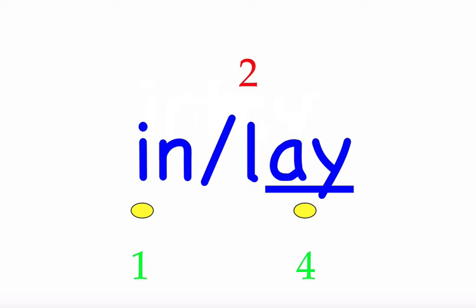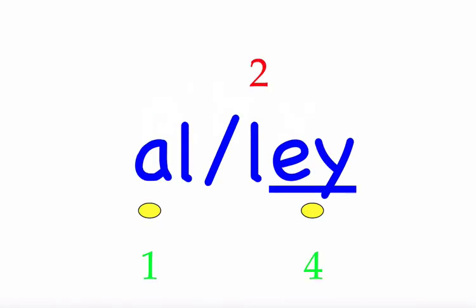Alley. That alley is scary at night. Alley. Al, two sounds. A. Ul. Lee, two sounds. Ul. E. Alley. Mark the word.